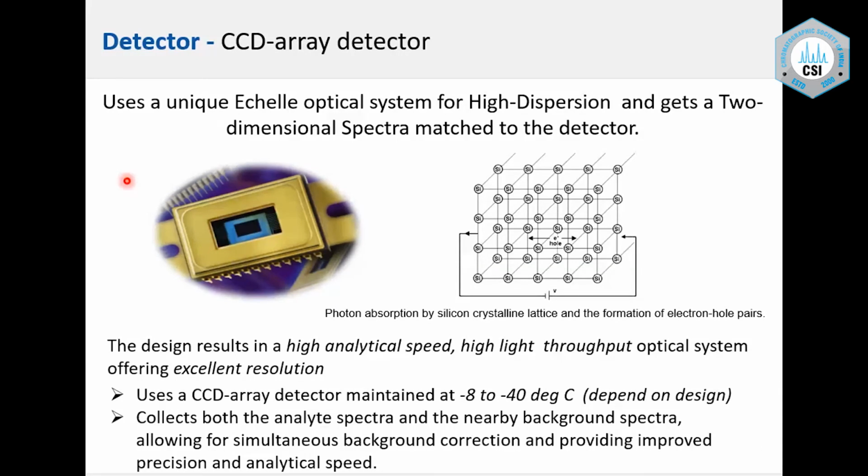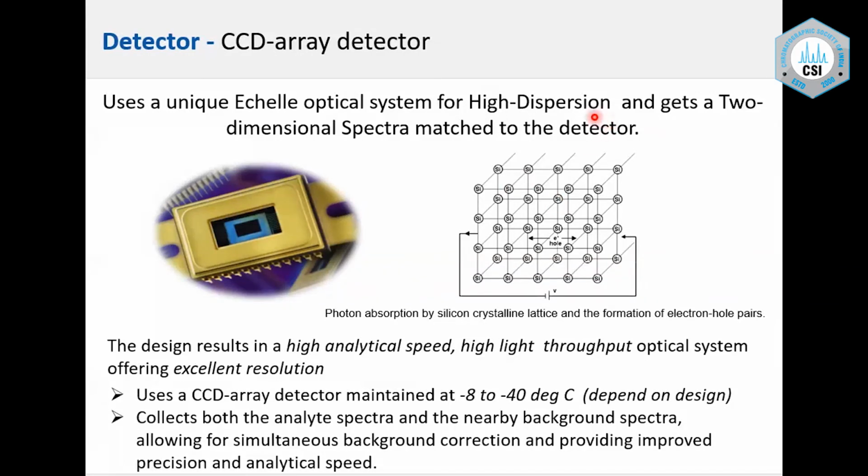Different manufacturers use different designs, maybe CCD or CID kind of detector. The detail differs per manufacturer, but it is basically a semiconductor silicon device. The light falls on small pixels. Pixels may vary from 200 to 4,000, varying according to the instrument.